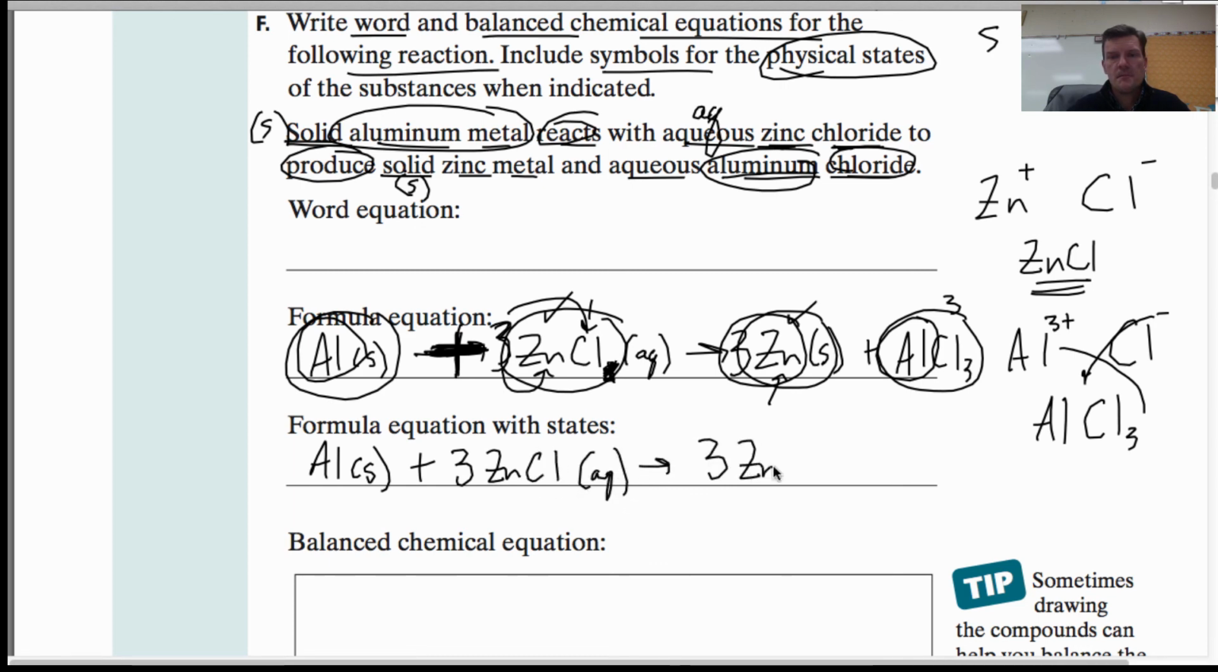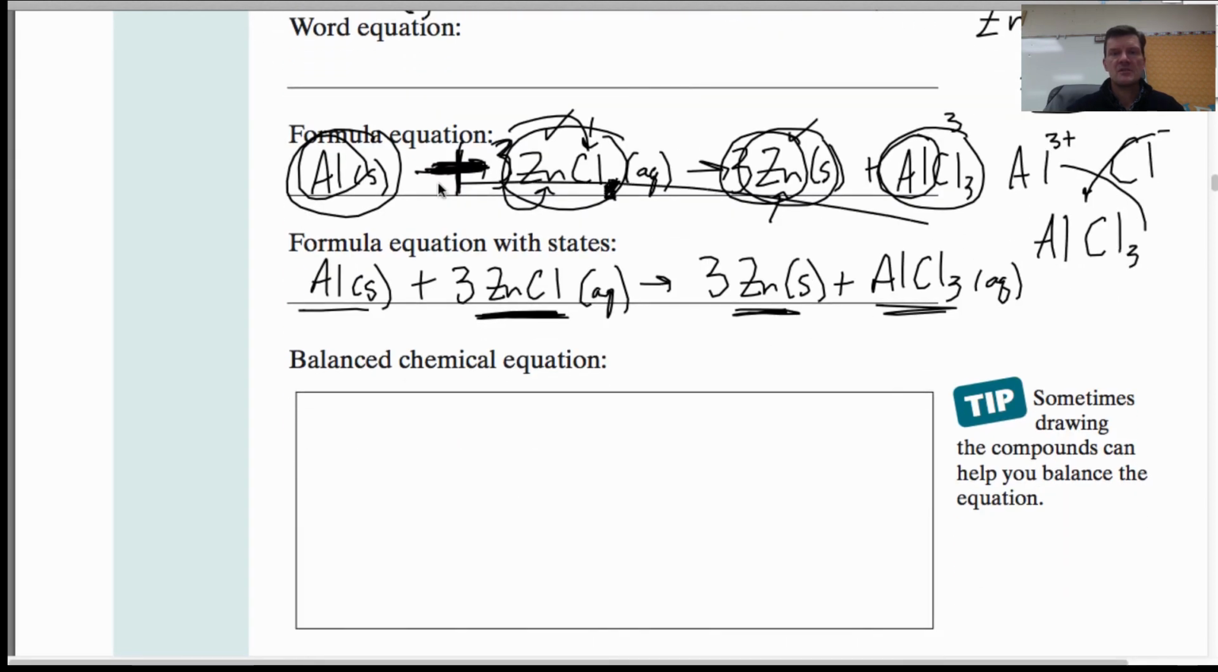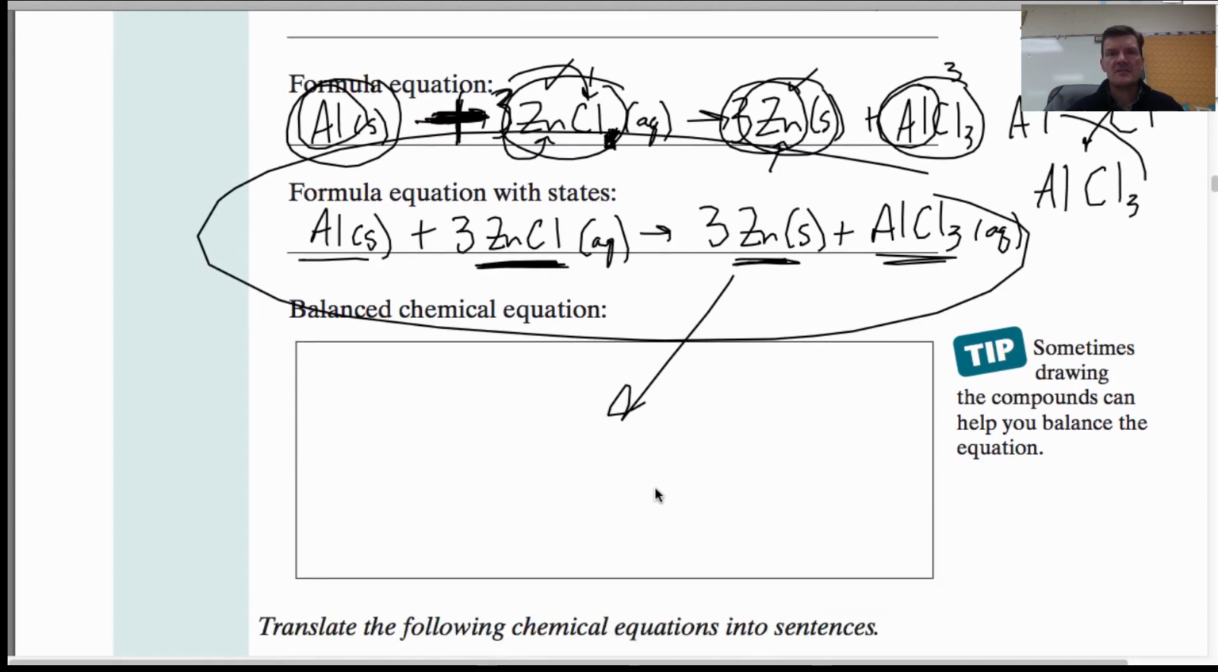So my final formula here with the physical states is this right here. Okay? And this is aqueous, I believe. AQ. So that is aluminum metal reacting with zinc chloride, a solution that has zinc chloride in it, forming zinc metal and aluminum chloride. Okay? This actually would go in my balanced equation box right there.